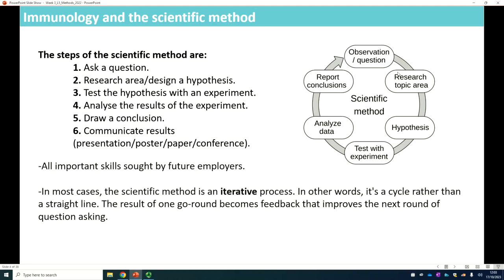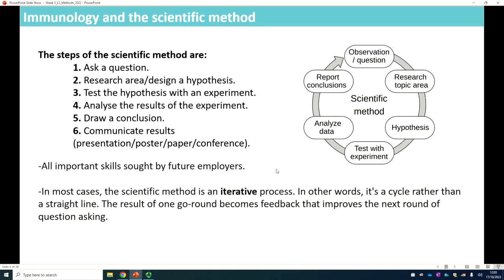You then want to research your topic area, design a hypothesis, and then you want to test that hypothesis with an experiment. You then analyze the data and the results, and then ultimately you draw a conclusion. And then in most situations you would communicate the results, whether that's by a presentation, a poster presentation, a paper, or a conference. And then this feeds in obviously to your final observation, but also perhaps to the next research question. And these are all important skills that are sought by future employers.